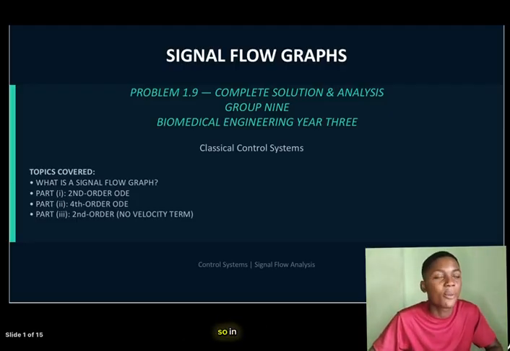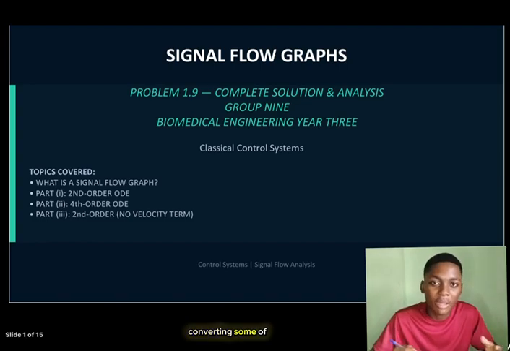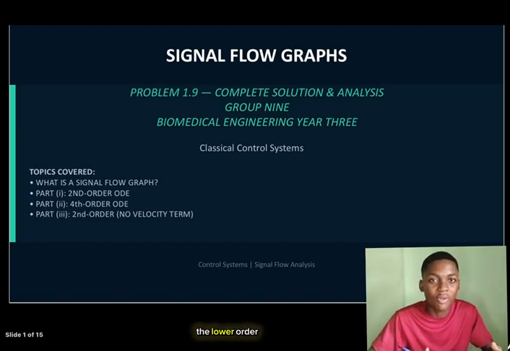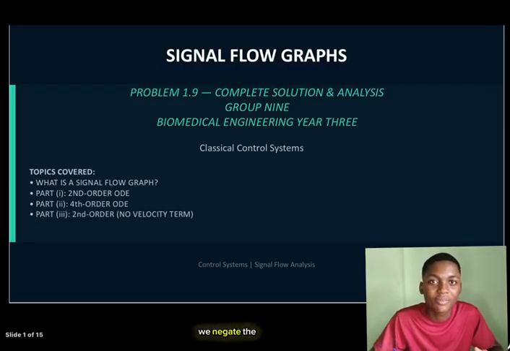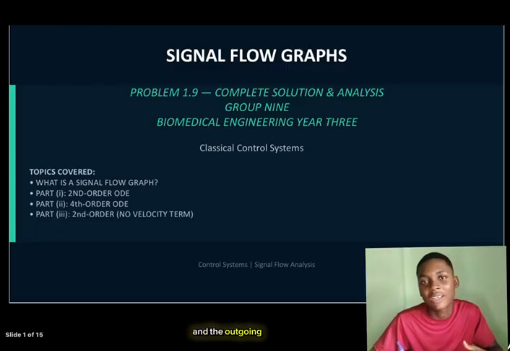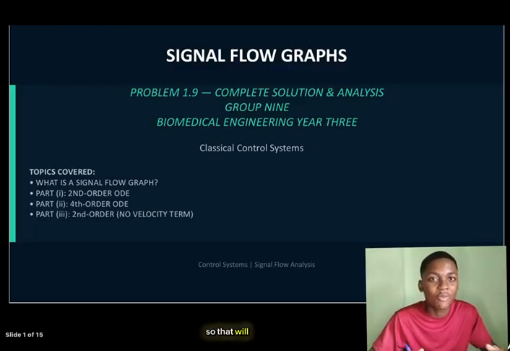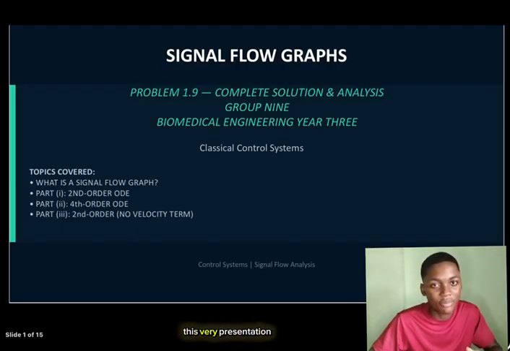So in converting some of the integrals to the lower order differential equations, there are transmittances, which are the gains along the signal flow graphs. When we negate the gain of the feedback, that also affects the incoming signal to its source and the outgoing signal to its source. So that will be basically what we will be doing in this presentation.